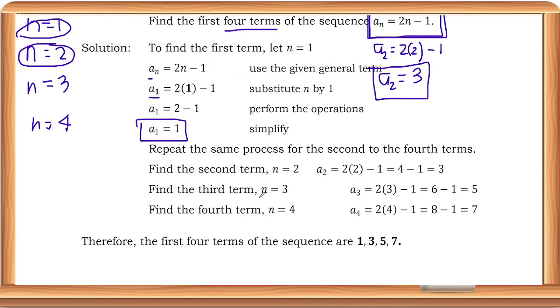As you can see, dito yung n sub 3 naman. Ito. So, meron kang 5. Sa a sub 4 naman, yung pang 4th term, we have 7. Okay. Any question so far?